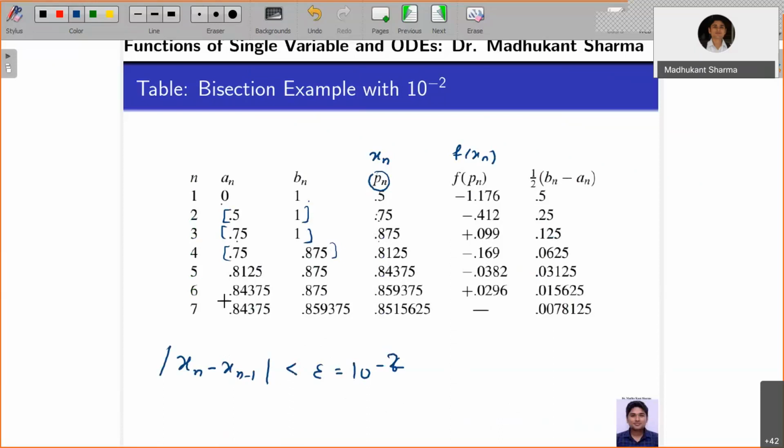Or you can fix the number of iterations. It's like you are only going for 8 steps or 10 steps, and you don't care what accuracy you are achieving. Okay, so these are the possible stopping criteria at present.